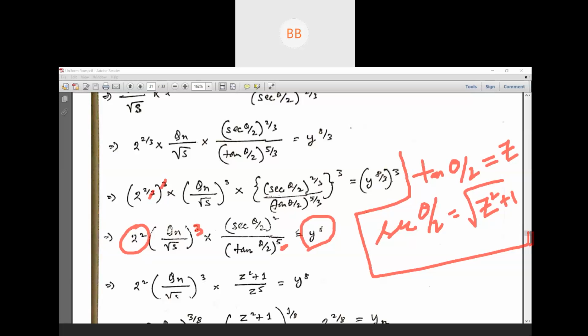So now we are going to substitute this term, because if you see the expression that we are going to derive, we have the term with z. So we have to bring z into that particular expression. Here sec theta by 2 is whole square, so we can directly write z square plus 1, because it is square. So directly we will write z square plus 1 divided by, as tan theta by 2 is z, to the power 5 is equal to y to the power 8.